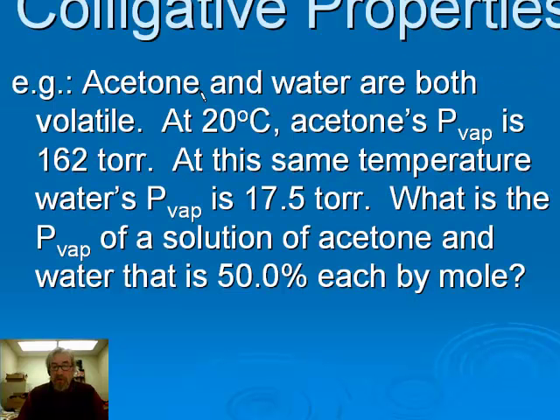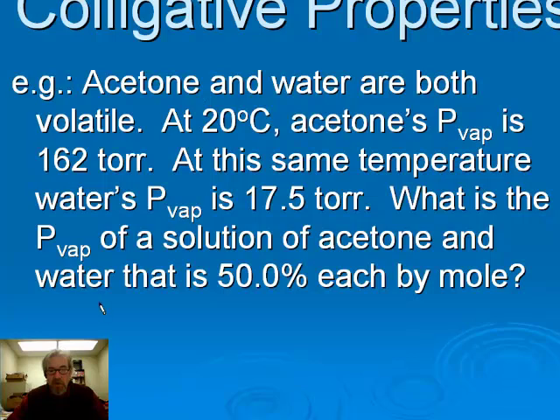So here's an example. Acetone and water are both volatile components in the same solution. At 20 degrees C, pure acetone's vapor pressure is 162 torr. At the same temperature, water's vapor pressure is 17.5 torr. So what's the vapor pressure of a solution that's acetone and water, 50% each by mole? So that means the mole fraction of each of these things is 0.5.